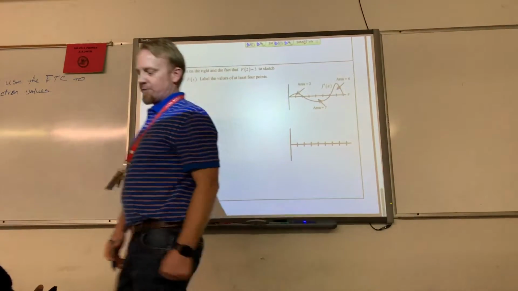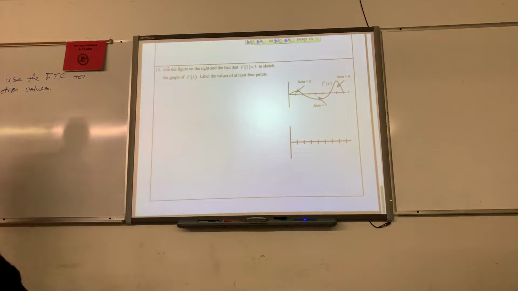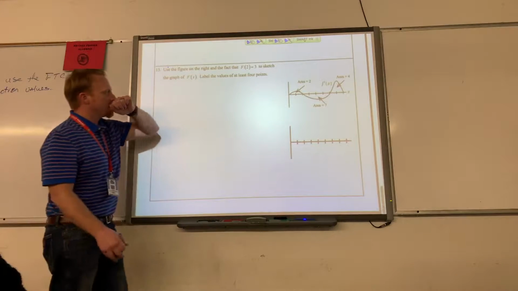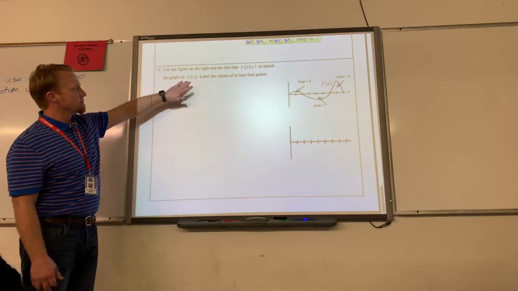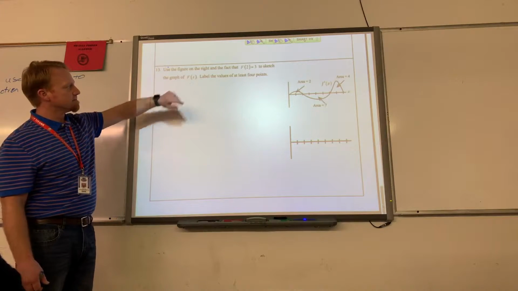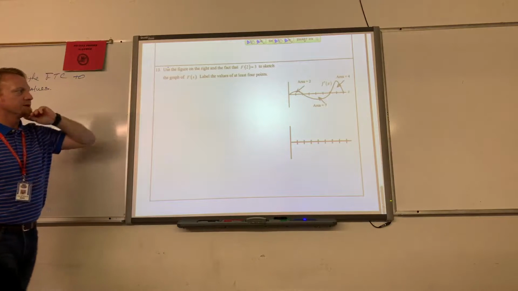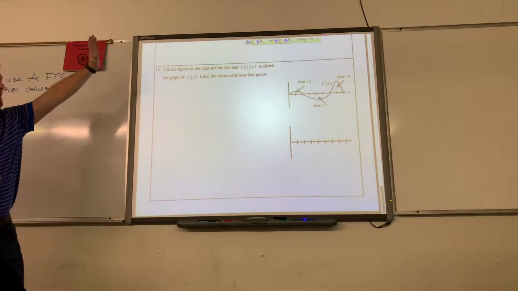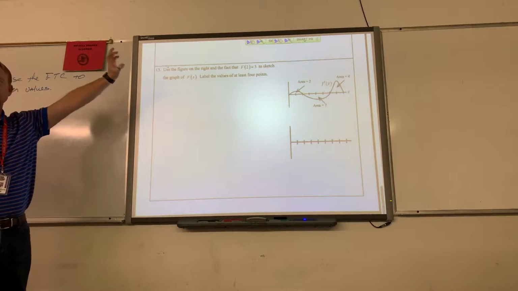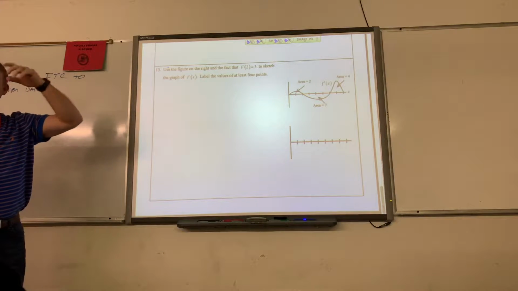Alright, I figured we get this one asked. Alright, so they're giving me f of 2 equals 3, and we want to sketch f of x. Okay? So I know f of 2 equals 3. What are some other x values I can find y values for? Raise your hand, please. Don't blurt them out. What are some other x values I can find y values for?